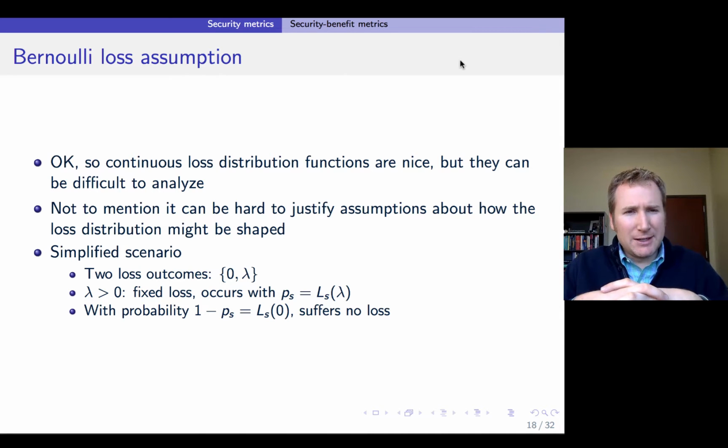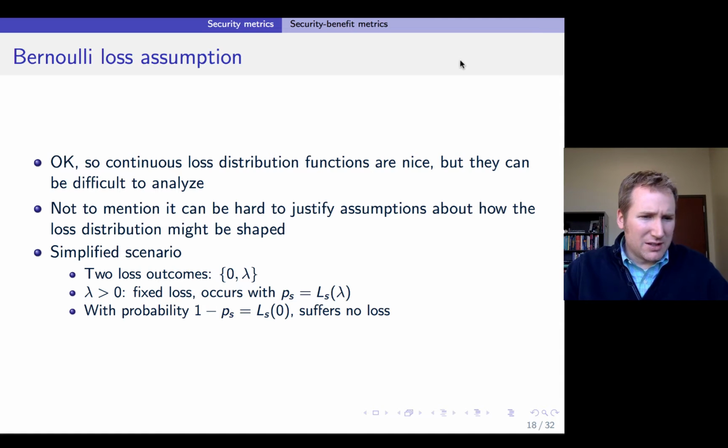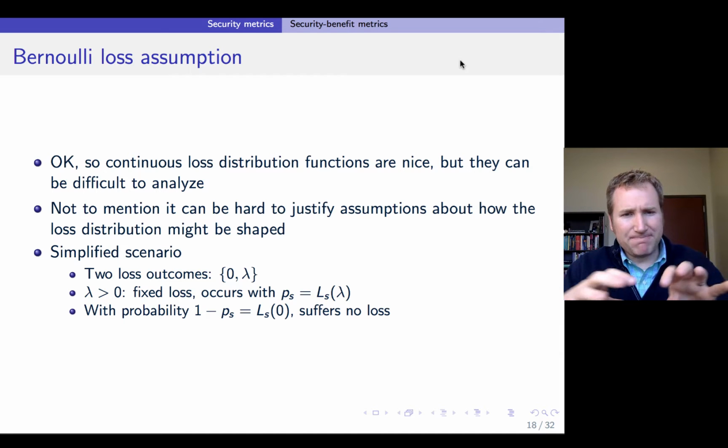But in practice, it can be very hard to come up with a credible continuous loss distribution function that actually is empirically validated. Furthermore, they can be very hard to analyze if you're thinking about general functions. So we can instead greatly simplify our model down to essentially the most fundamental concepts we need. And here's the simplified scenario.